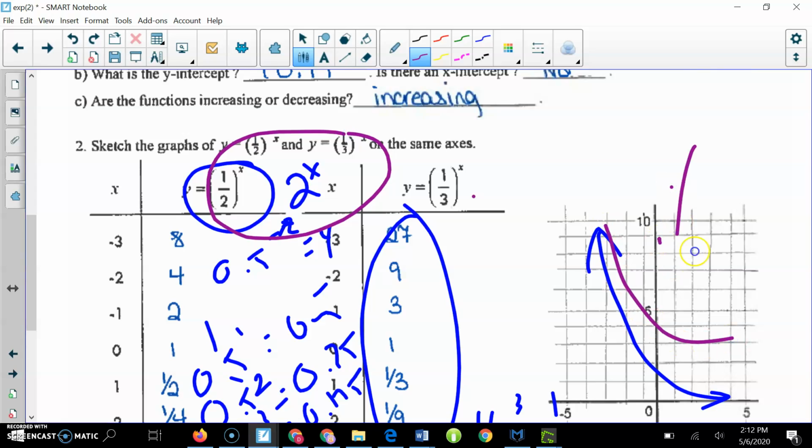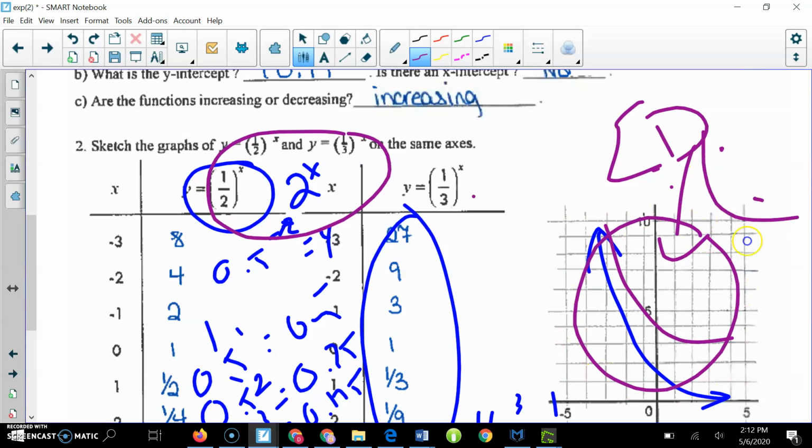Okay, and this is called exponential decay. The other ones were called exponential growth because they're increasing. These guys coming down are decreasing, so they're decay. So let's go over what we're taking from this one more time.